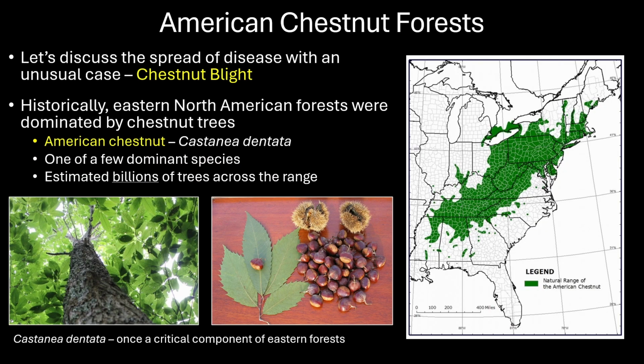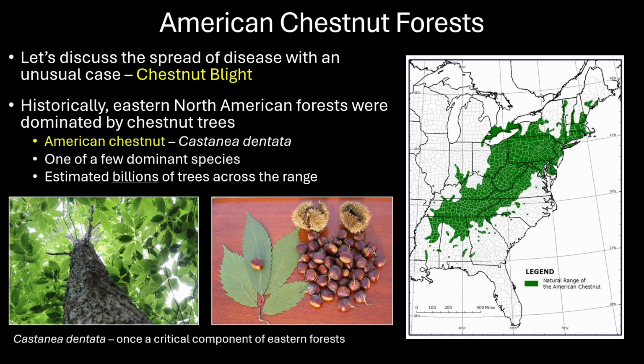Now, I want to discuss the spread of disease, and I'm going to talk about it with an unusual case. We're going to deviate a little bit from our typical discussion about human pathogens and talk about a plant pathogen, chestnut blight. Today, we don't see a lot of chestnut trees around, and there is a reason for that. Historically, Eastern North America used to be loaded with chestnut trees. It was a dominant feature of this landscape.